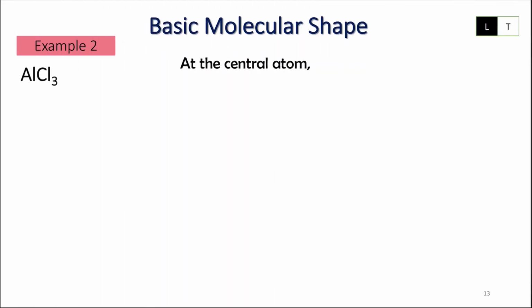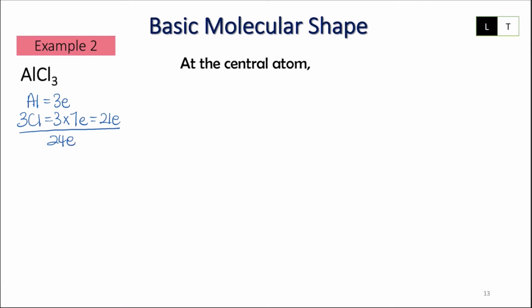Let's try example 2. I got AlCl3. So AlCl3, we are going to draw the Lewis structure for AlCl3. So Al is group 13, so I got 3 valence electron. And then Cl, I got 3 times 7 valence electron. You got 21 electrons. So the total will be 24 electrons.